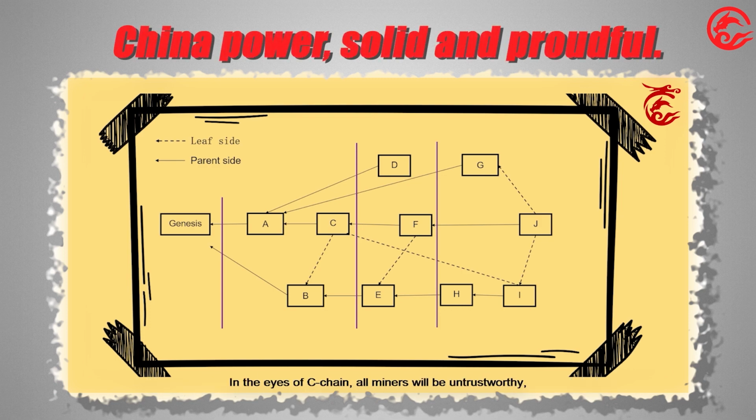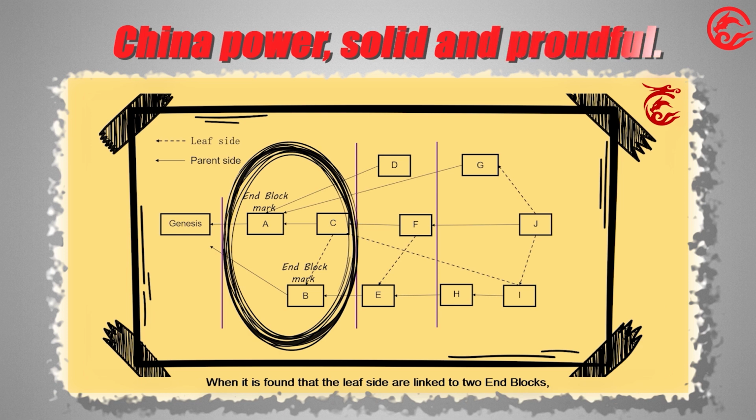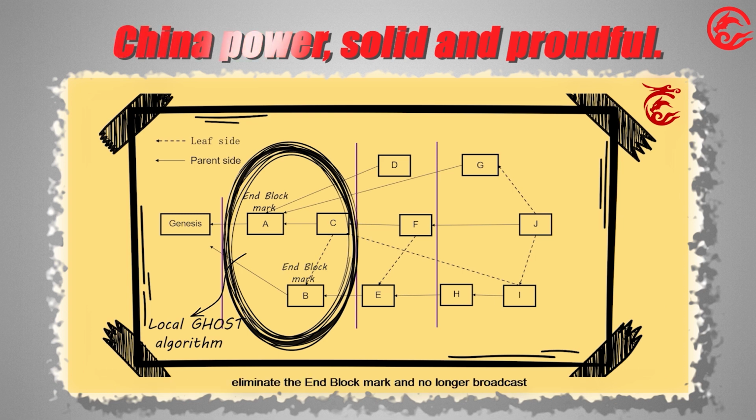In the eyes of C-Chain, all miners are untrustworthy. Only the blocks under the Genesis block broadcast are marked with an end block mark. The end block mark will be transmitted through broadcast. When broadcasting to a new block, the original block will cancel the end block mark. When it is found that the leaf side is linked to two end blocks, there must be a fork at this time. At this time, the partial GHOST algorithm is used to eliminate the erroneous fork block in time, eliminate the end block mark, and no longer broadcast.